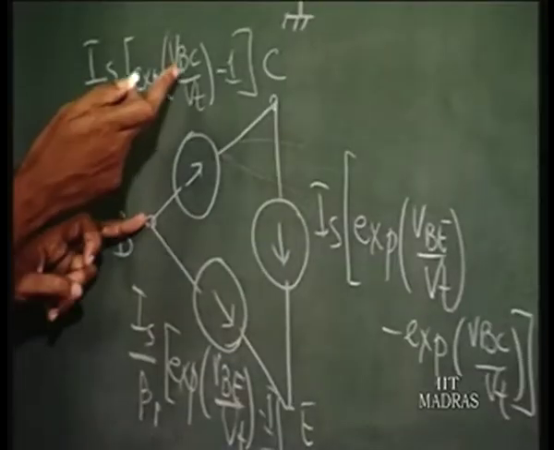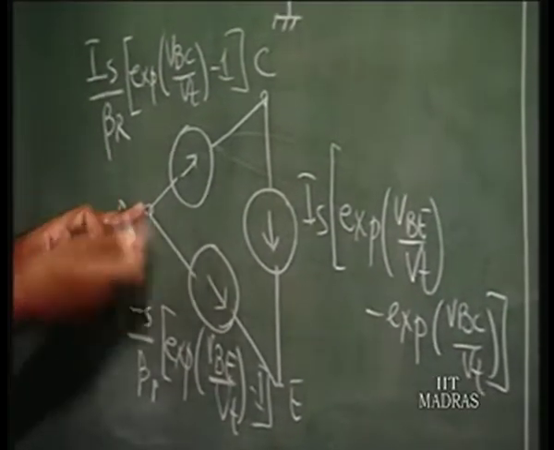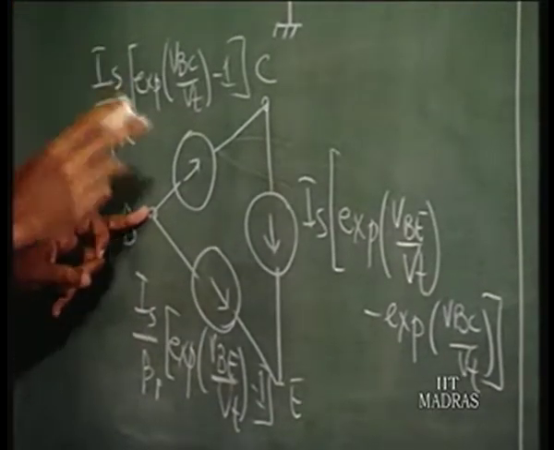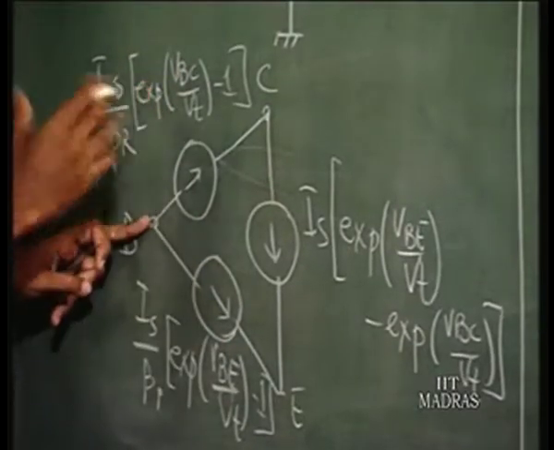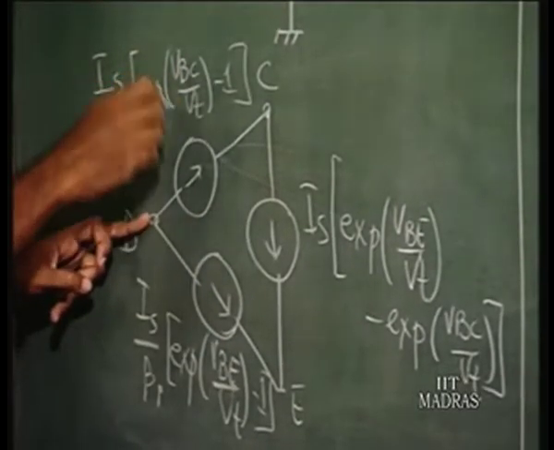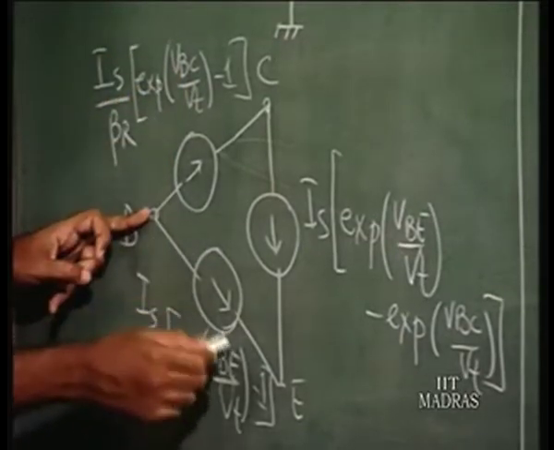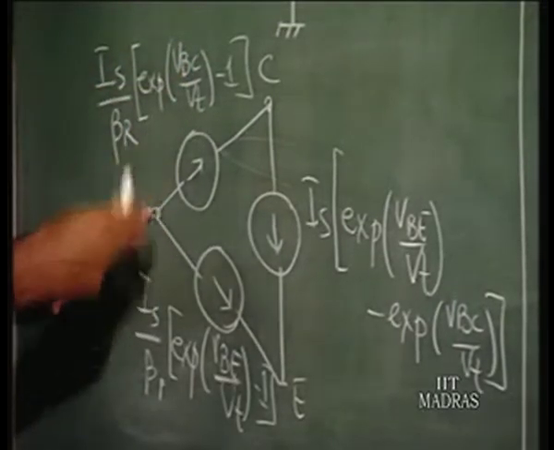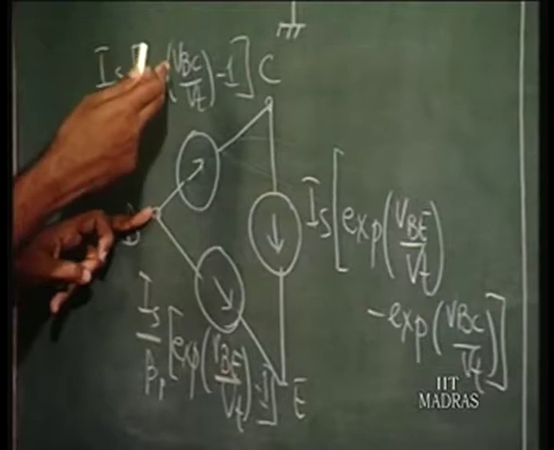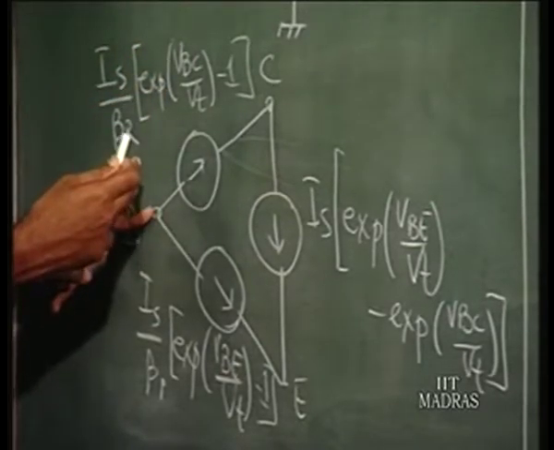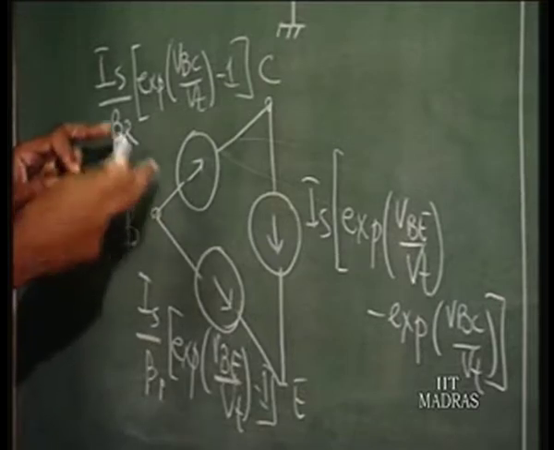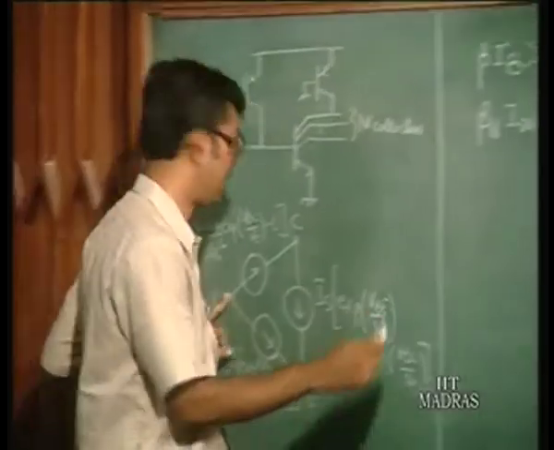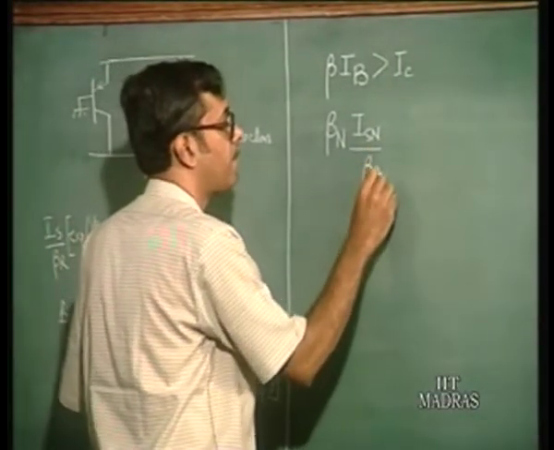Now, assuming that VBC is less than VBE, although the transistor actually is in saturation, but when it is just going into saturation, VBE is much greater than VBC. May not be very much greater, but because of the exponential relation, if VBE is 0.7 and VBC is 0.5, exponential of 0.7 by VT is going to be much greater than exponential of 0.5 by VT, because of the exponential nature. All right. So, we can neglect this part.